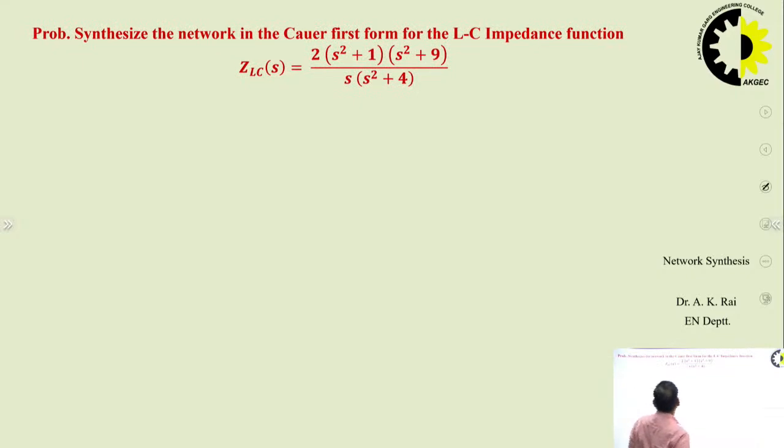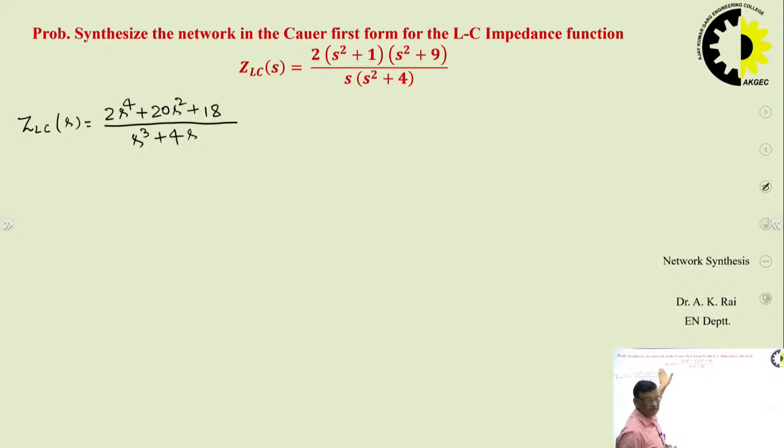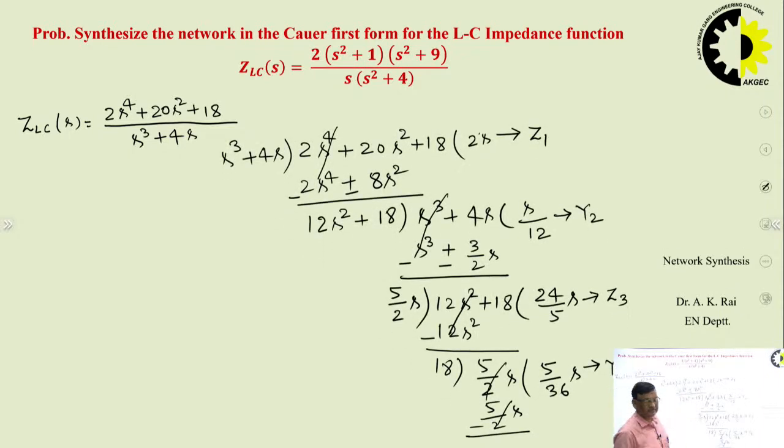Now come to the numericals. So theory will be cleared by carrying out a large number of numericals. Okay. So here, synthesize the network in the Cauer first form of the LC impedance. Here we can see, this is given in the pole 0 form. We have to convert into the polynomials and then arrange the polynomials in descending order and try to divide. Carry out the simple division.